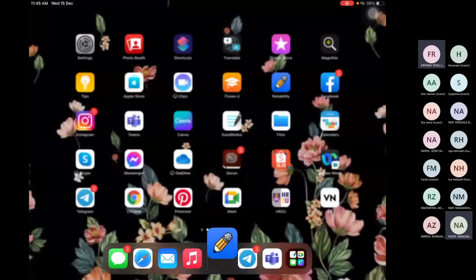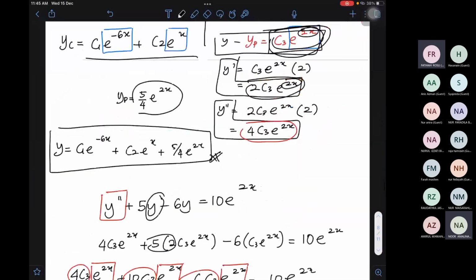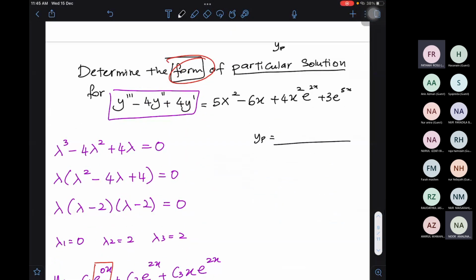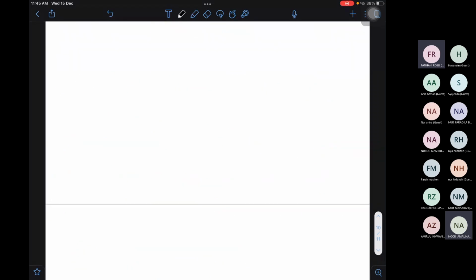Okay, so annihilator approach ni somehow membantu because kalau tak, macam mana kita nak cari YP untuk function GX yang panjang macam ni. Okay, so itu saja untuk kelas hari ini. So kejap lagi saya akan... okay, awak snap lah. Cuba buat soalan ni. Satu soalan ni saya nak bincang sebelum kita masuk chapter baru. Saya nak bincang nanti. Okay, cuba buat satu soalan ni.